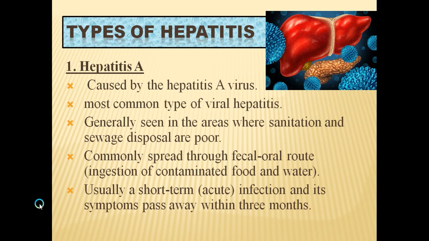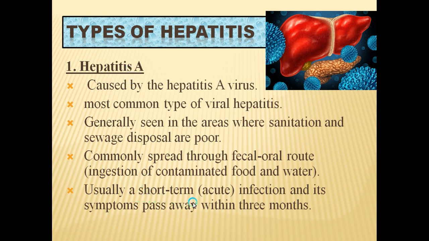Or if the sewage treatment is not done properly. We know sewage has to be treated. So if that is not treated properly, this can cause a problem. And it commonly spreads through the fecal oral route. Fecal oral route means it comes out from the feces. Somebody has hepatitis A virus, it comes out in feces, and then somebody ingests the contaminated food and water. Ingestion means somebody eats it. So this causes hepatitis A.